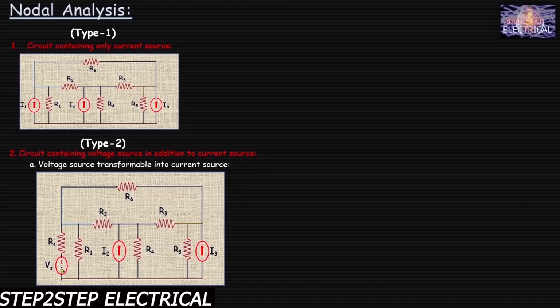So here in this circuit we find a voltage source, and now you have to think whether this voltage source can be easily transformed into a current source. Yes, why? Because there is a resistance in series with this voltage source. So we can easily transform this voltage source into a current source, and our main motive is to transform this voltage source into a current source to avoid extra headache and difficulties while solving this numerical. So this is type 2.